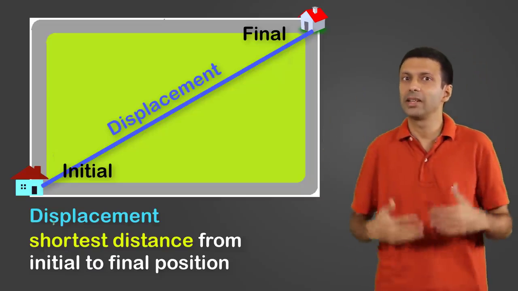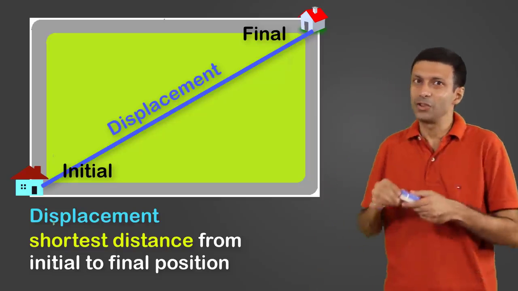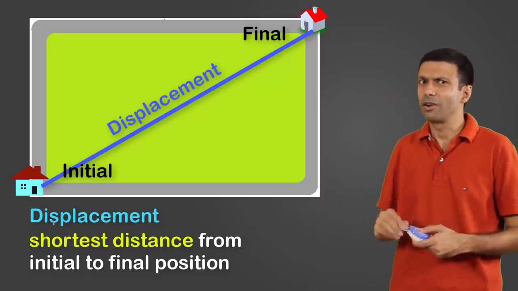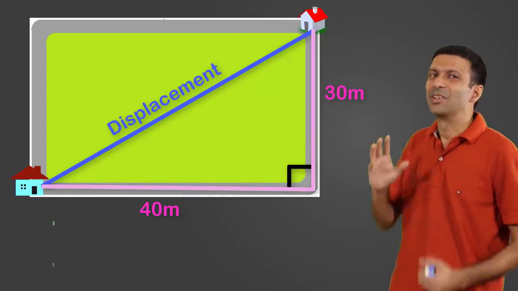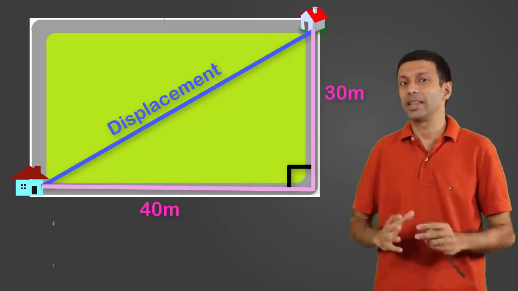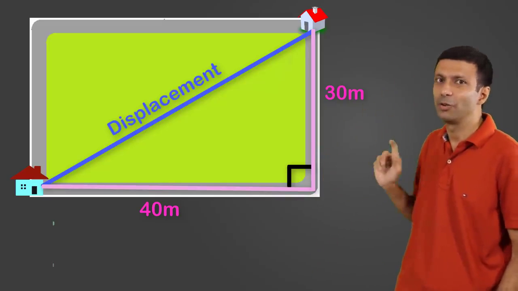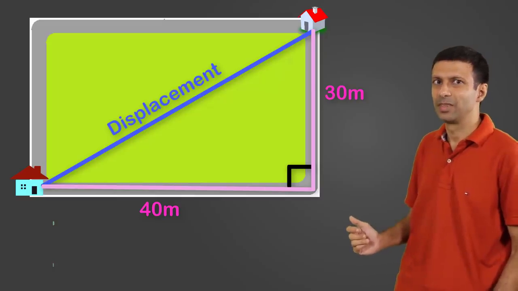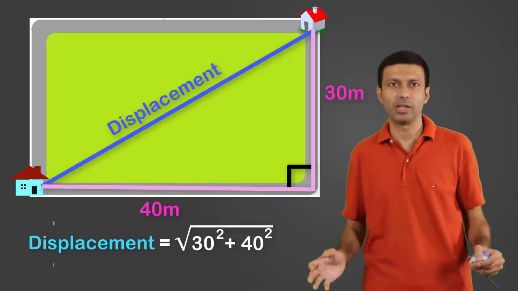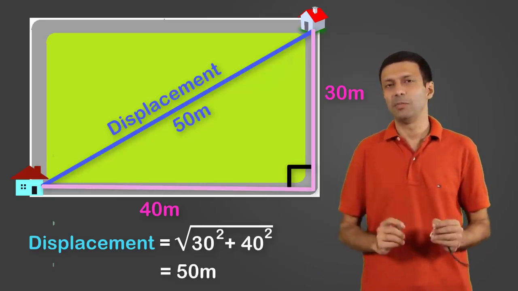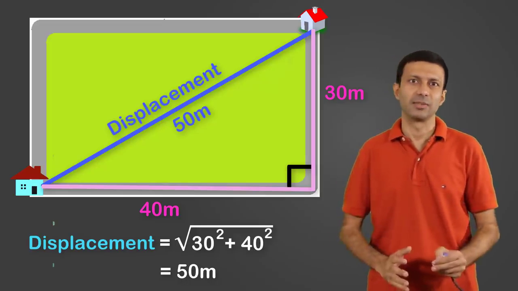So how do you calculate that displacement? Again, you can use a long measuring tape like this, or can you see the right angle triangle here? That's right. So we can apply Pythagoras theorem because the displacement is the hypotenuse of this right angle triangle here. So the displacement is going to be square root of 30 square plus 40 square. So that's 50 meters. And as you can see, it's less than the distance.